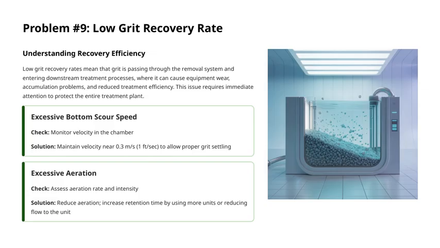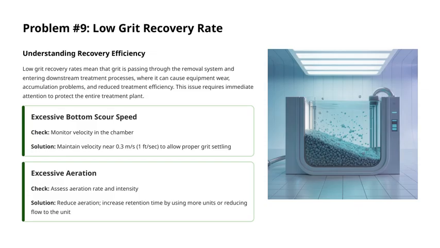One key factor we need to monitor is the bottom scour speed. Specifically, we should check the velocity within the grit chamber. If the velocity is too high, grit won't settle properly and could be carried away. The goal is to maintain that velocity near 0.3 meters per second, or about 1 foot per second, to ensure proper grit settling. Another aspect to watch out for is excessive aeration.